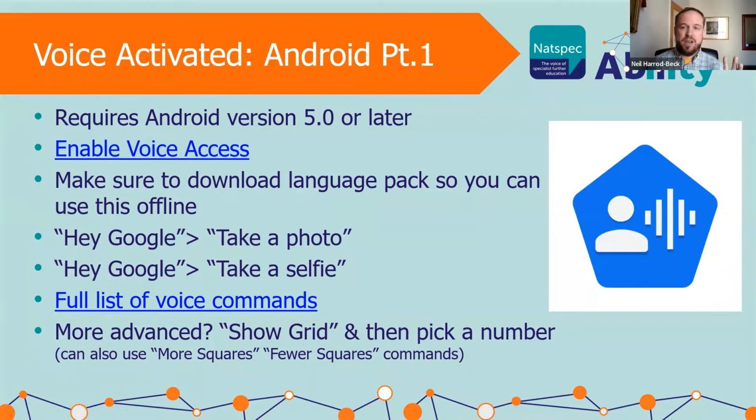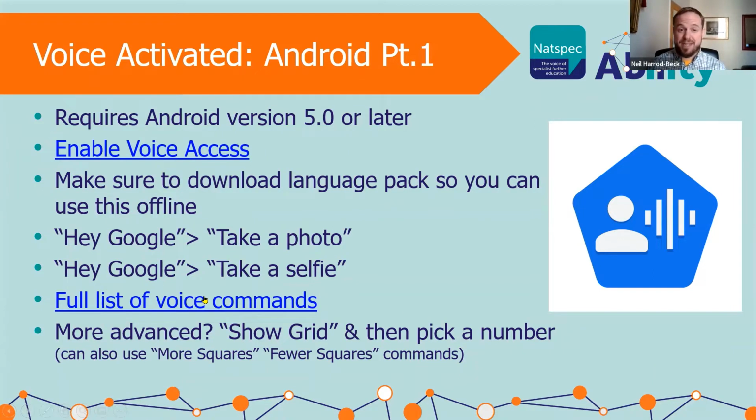So you can use voice activation on Androids. It requires Android version 5.0 or later. I've got a useful link there that will take you through the steps of how to enable voice access. And just make sure that when you go through the options, you download the language pack, and then you can also use this offline. And essentially, you can use Hey Google and take a photo. All right, get ready. There we go. And I left my phone on, so it actually did that. You can also say take a selfie as well. And the difference between that will be the front-facing or the rear-facing camera.